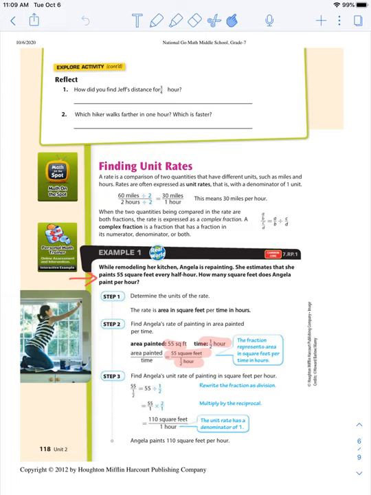So we set up the ratio. She paints 55 square feet in a half hour. I want to know how many feet in 1 hour. Then we have to think, how does 1/2 get to 1? Well, we multiply by 2. So then we're going to multiply 55 by 2, and we get 110 square feet per hour.